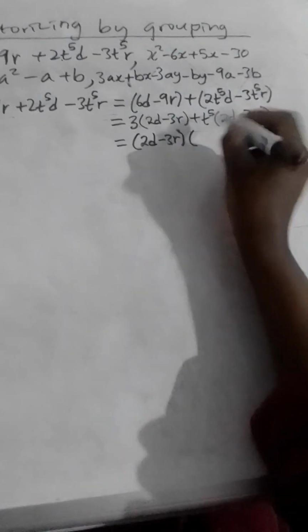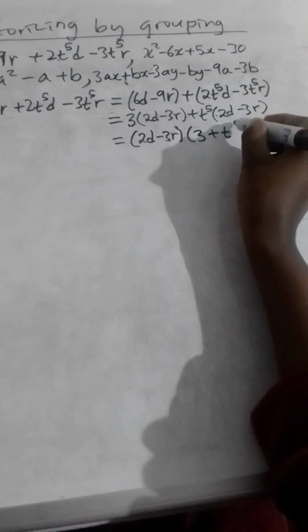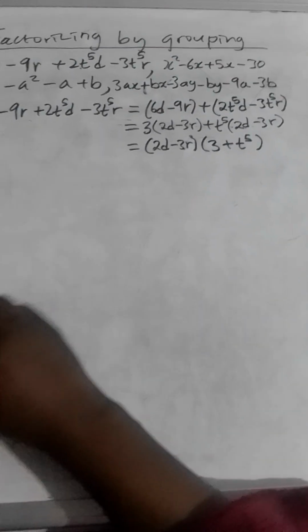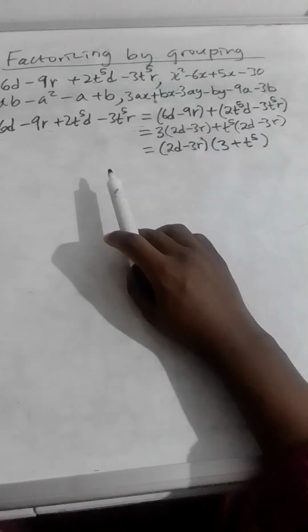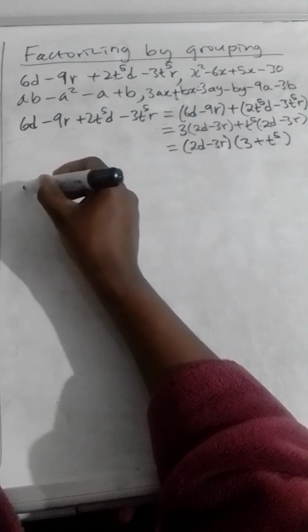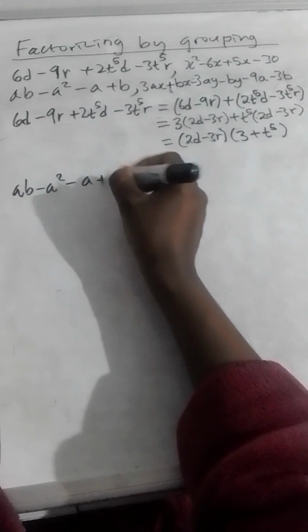So if you take out this, we're left with the items outside and they'll go into one bracket basically. And so we are done. If we look at the expressions there, there's no way we can factorize them further. So we are done. Then let's go to the second example. In the second example, we have ab minus a squared minus a plus b.